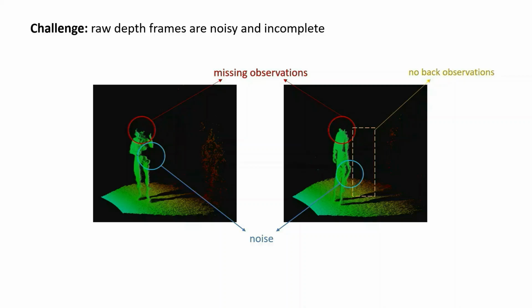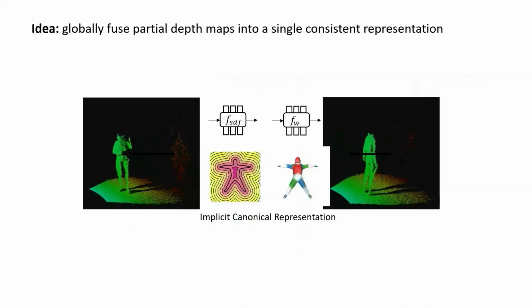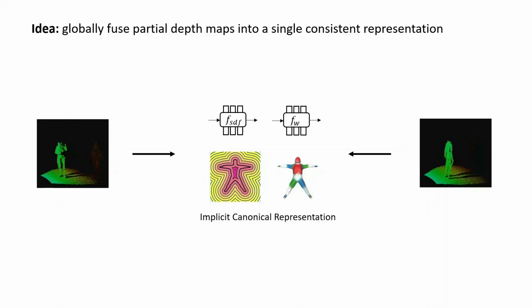Learning an avatar in this setting is challenging, since there are only a few depth frames to learn from, and since the depth observations are noisy and incomplete. To solve this, we propose a method to fuse partial depth maps from the whole sequence into a single, consistent representation.